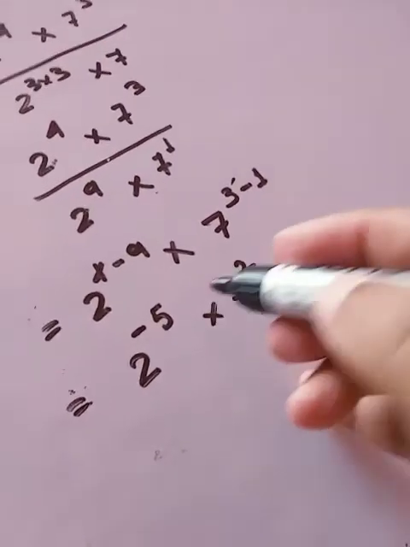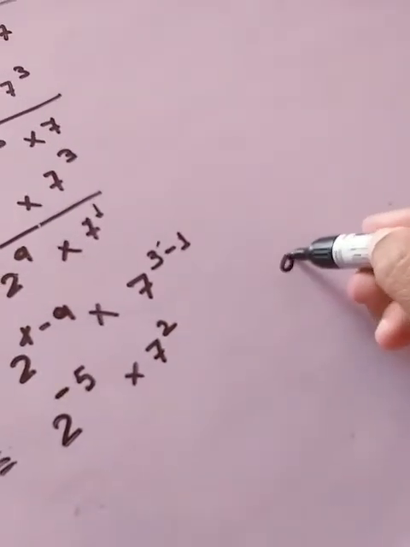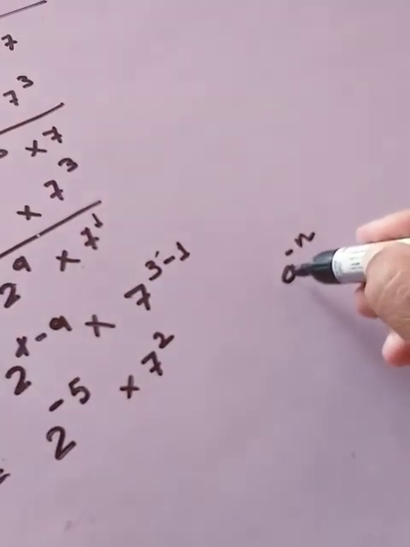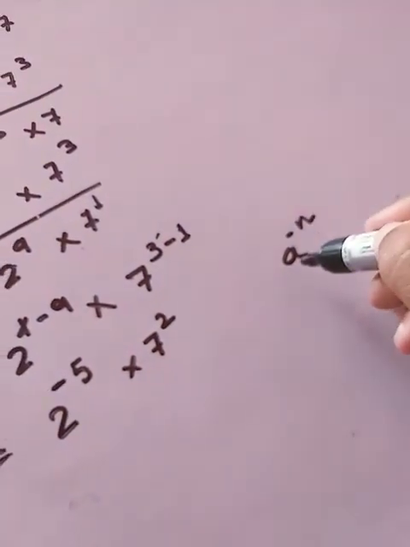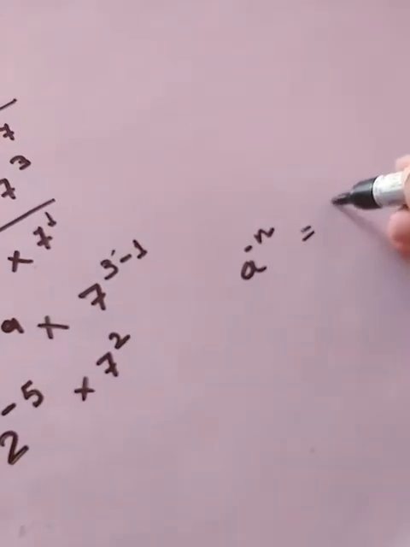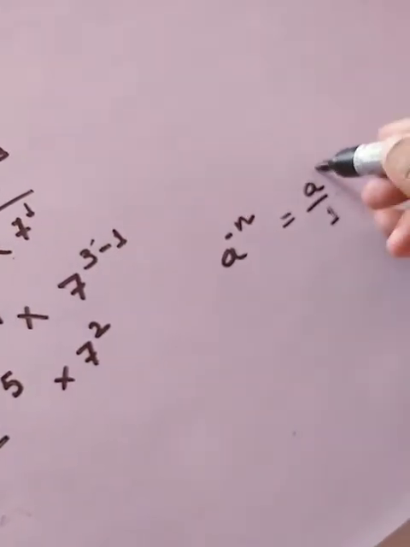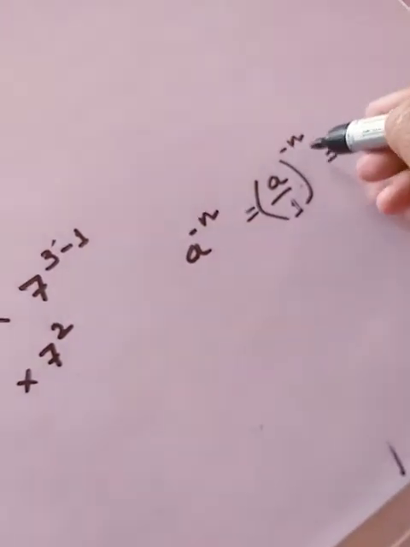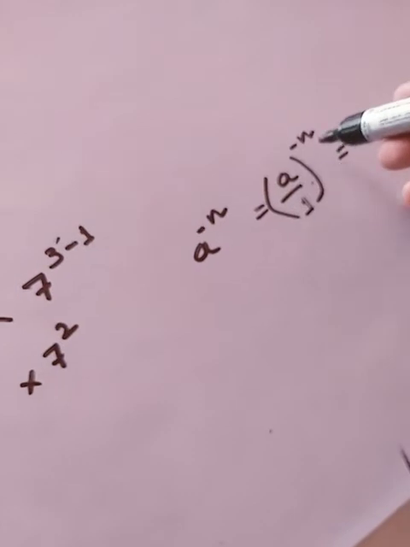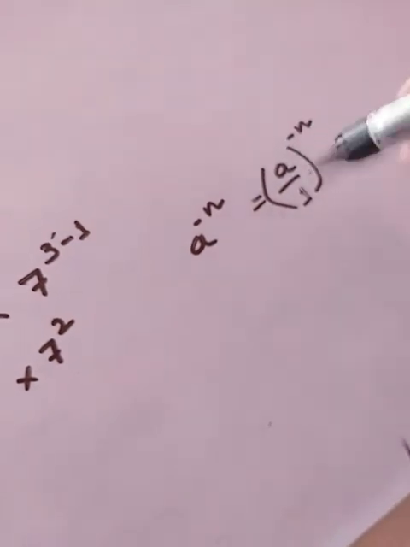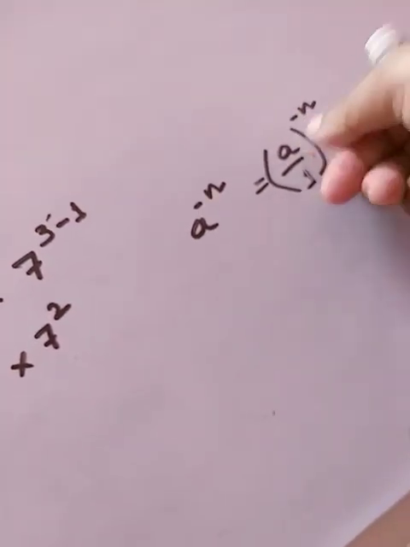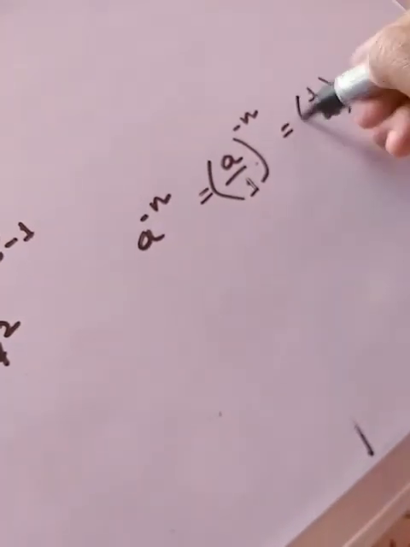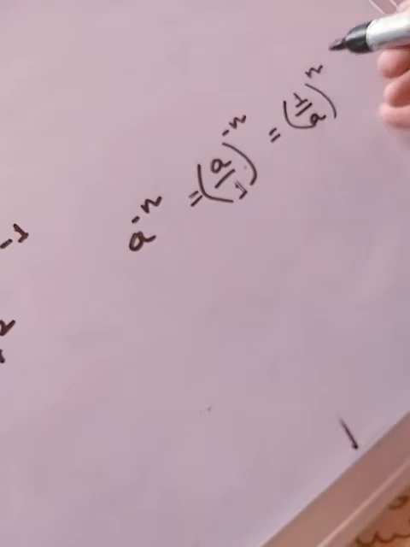Now you see, as I said in the laws of exponents, if any base is carrying a minus power, suppose a, what is the meaning of a to the power minus n? It is a upon 1 to the power minus n. So how to make this power a positive one? To make this power a positive one, we have to take the reciprocal of the base. That is, a by 1 is there. If I do 1 by a, then this power will become positive.